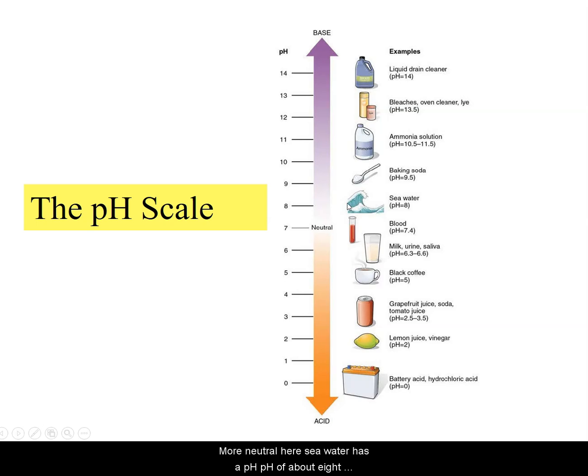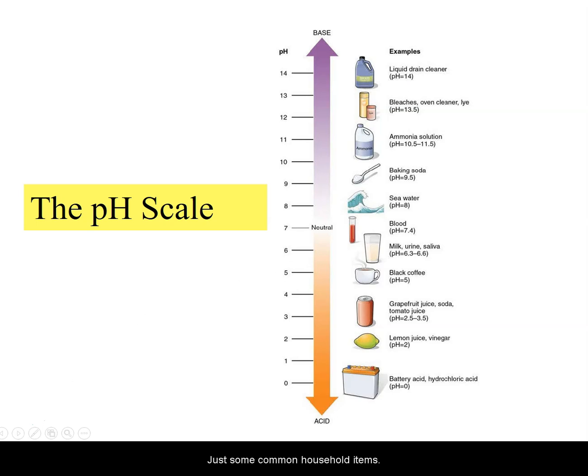More neutral here, seawater has a pH of about 8. There's blood, 7.4. We talked about that. So if the blood pH number is higher than 7.4, it's alkalosis, and if it's lower than 7.4, it would be acidosis. Baking soda is 9.5. You can neutralize the acidity of something if you had a spill with baking soda. Ammonia is 10.5 to 11.5, and very caustic. So are bleach and oven cleaner and lye and liquid drain cleaner, extremely caustic and very basic at pH 14.